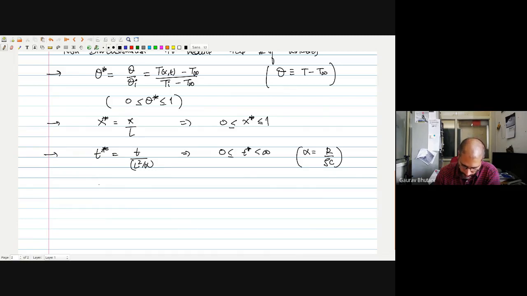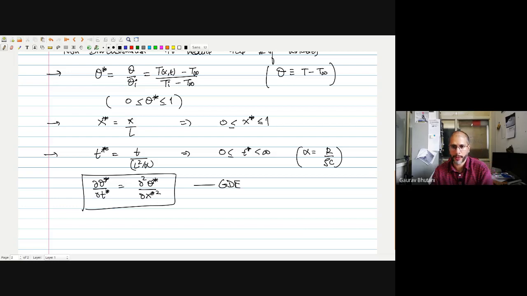Then we got our equation. The non-dimensional equation was del theta star by del t star equal to del 2 theta star upon del x star square. This was our governing differential equation, the GDE. And the initial condition: now the unknown is theta star, a function of x star, and the initial condition is at T star equal to 0, theta star is equal to 1.